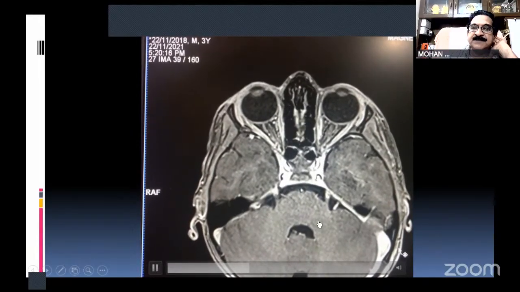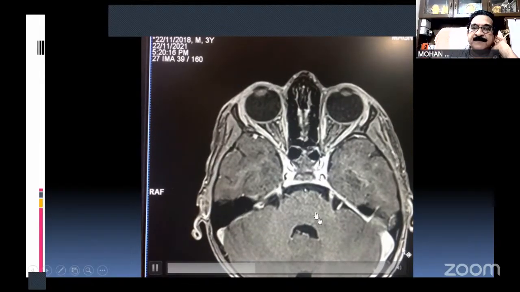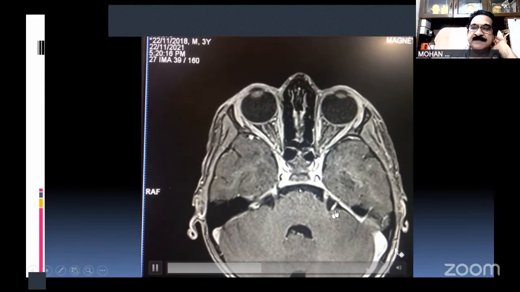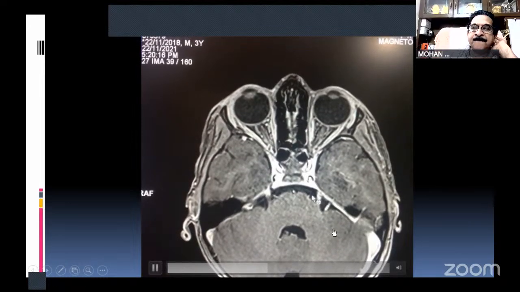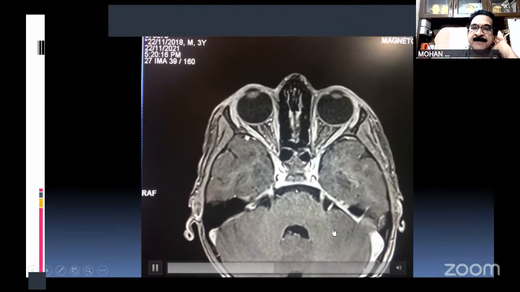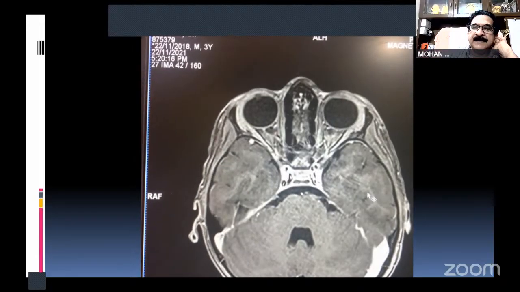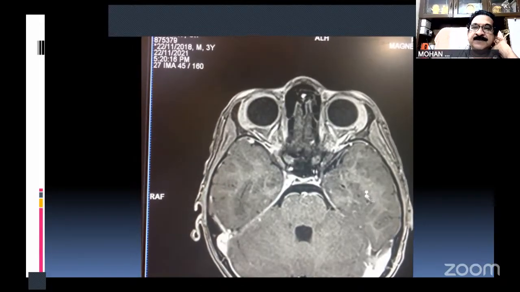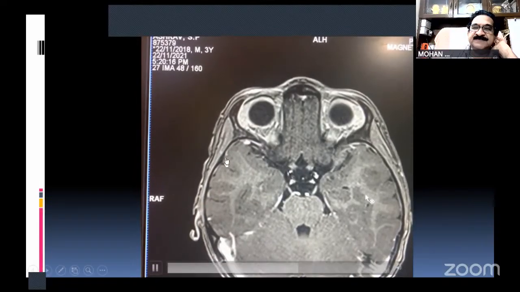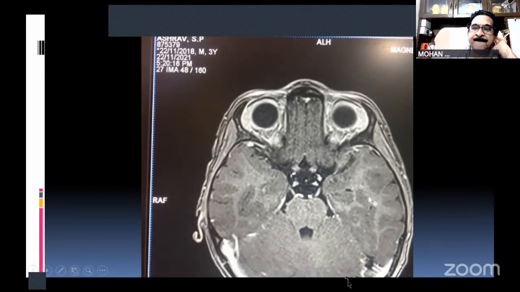I'll show the freeze frame later on. This is the fifth cranial nerve. This is the seventh cranial nerve. And taking it up, you can find even enhancement of the optic chiasm a little bit. See, the optic chiasm is also lightly enhancing.